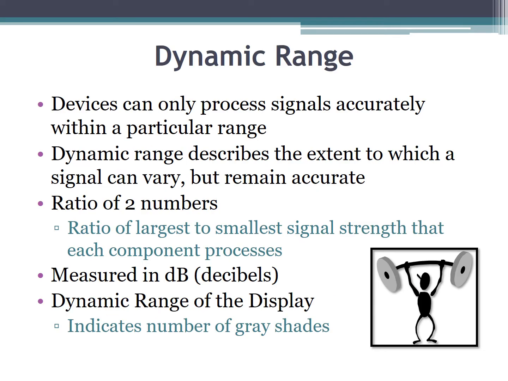So our ultrasound units can only process signals accurately within a particular range. The dynamic range describes the extent to which a signal can vary but still remains accurate. Dynamic range is considered a ratio of two numbers, the ratio of the largest to the smallest signal strength that each component can process. We measure dynamic range in decibels, and we consider the dynamic range of the display to indicate the number of gray shades that are displayed.